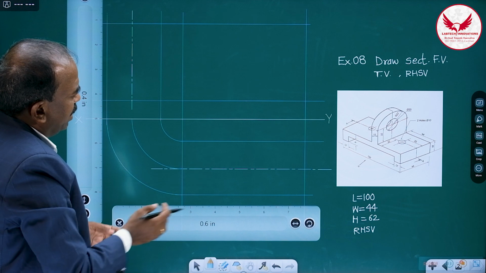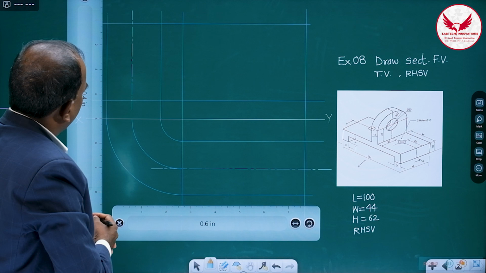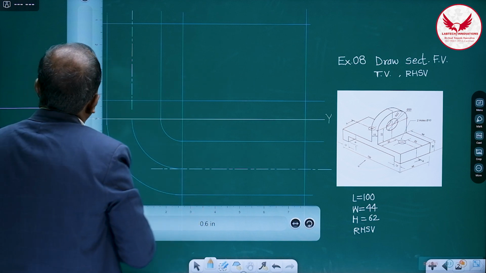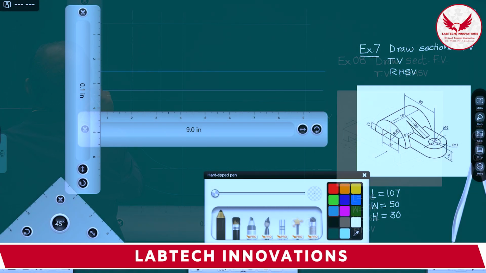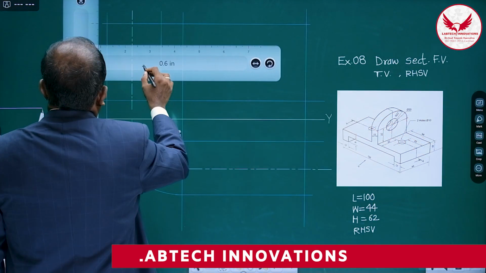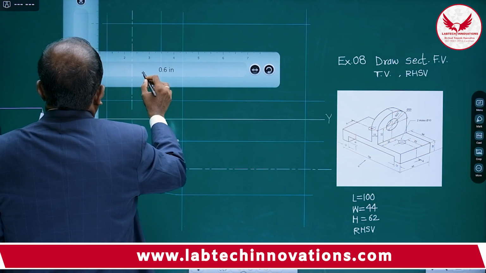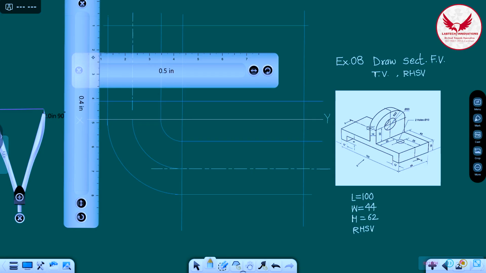And again, when a semi-cylindrical or cylindrical portion is there, it is better to draw the intersecting center line, which decides the center of that portion. And where to mark it? From the top, we have to mark that center line at a distance of 22. At a distance of 22, we have to mark this intersecting center line. This is the center line.